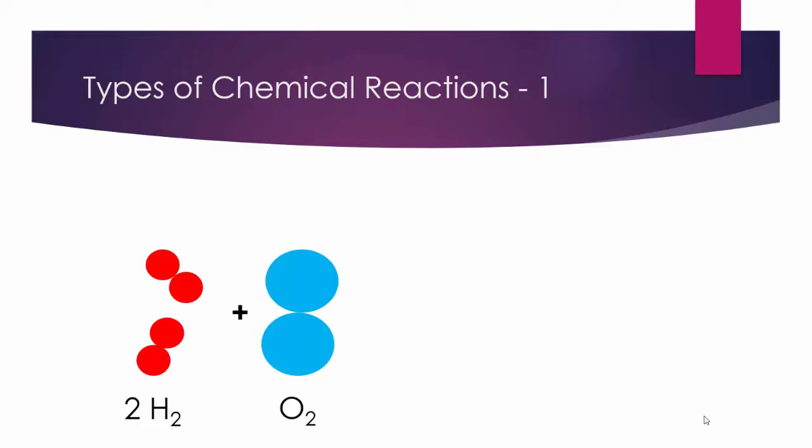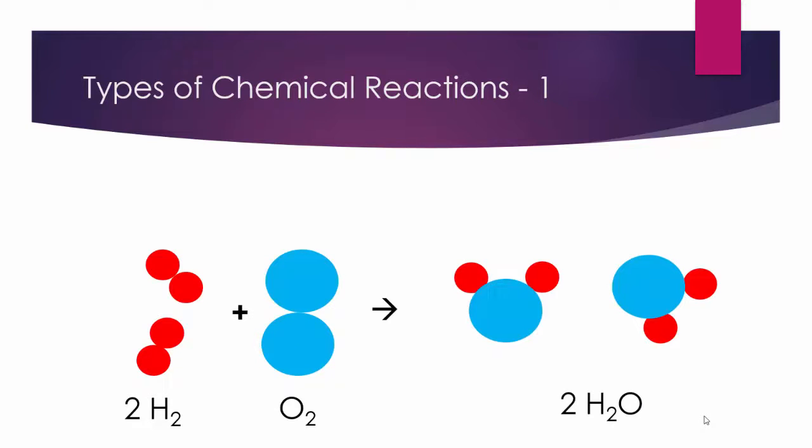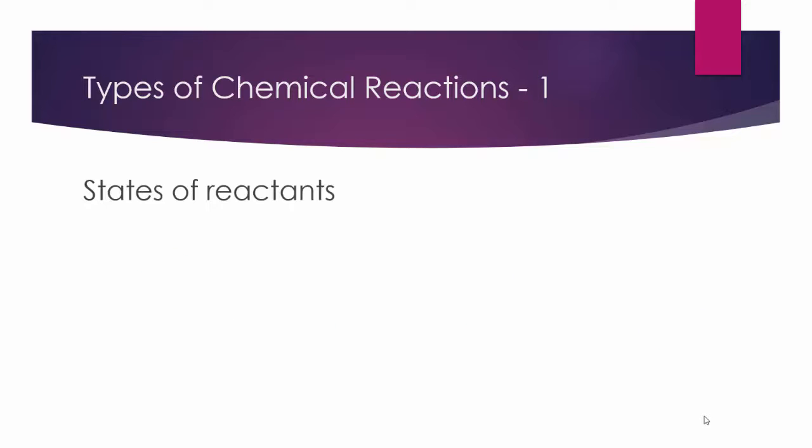So for example, I can take hydrogen and I can take oxygen. If they react, they produce water. Hydrogen, highly flammable. Oxygen makes things burn better. Water puts out fire. What you start with is not what you finish with. Now there are four possible states of reactants.